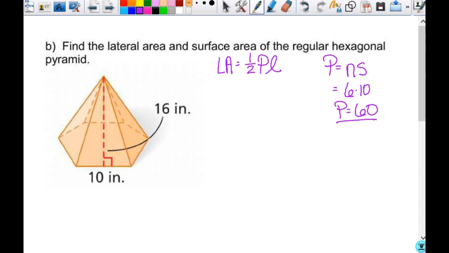All right, did they give me the slant height? They did. A lot of times, most of the time they don't. So they gave me the slant height. This is not so bad. So I get 1/2 times the perimeter, which is 60, times the slant height, which is 16. Right? So what do you want to take half of? 16. So I get 8 times 60, and my lateral area is 480 inches squared.